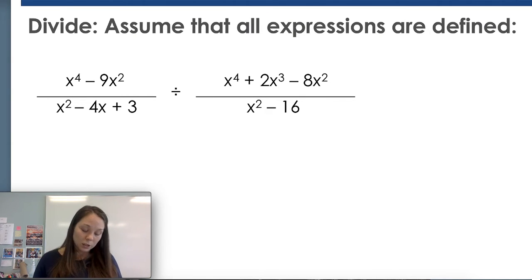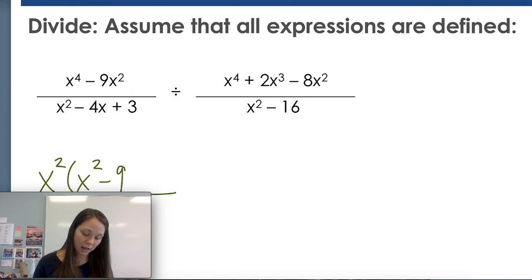All right. So first things first, let's work on factoring. Looking at this first fraction, x to the fourth minus 9x squared, the greatest common factor here is x squared. That would leave me with x squared minus 9. The denominator, x squared minus 4x minus 3, is going to factor into x minus 3 and x minus 1.